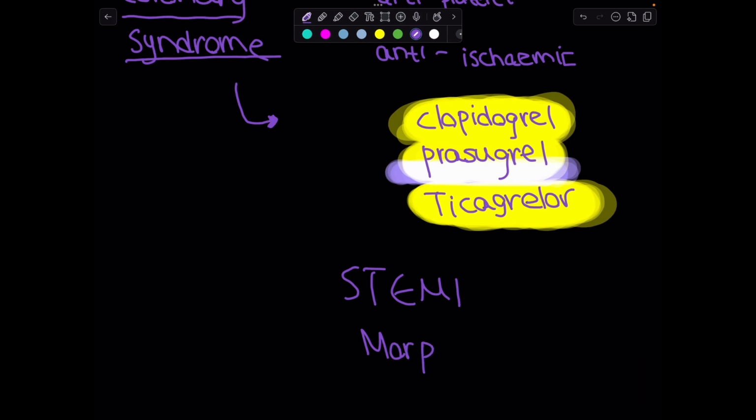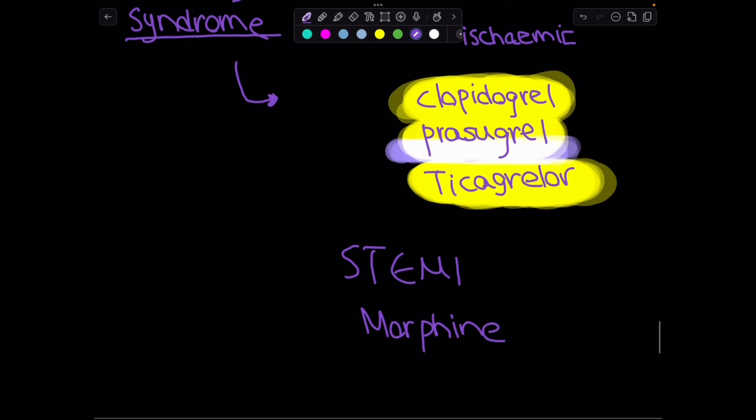So with ST elevation myocardial infarction, why do we give antiplatelet agents? Platelets lead to clotting. We don't want clotting because we want blood flow.